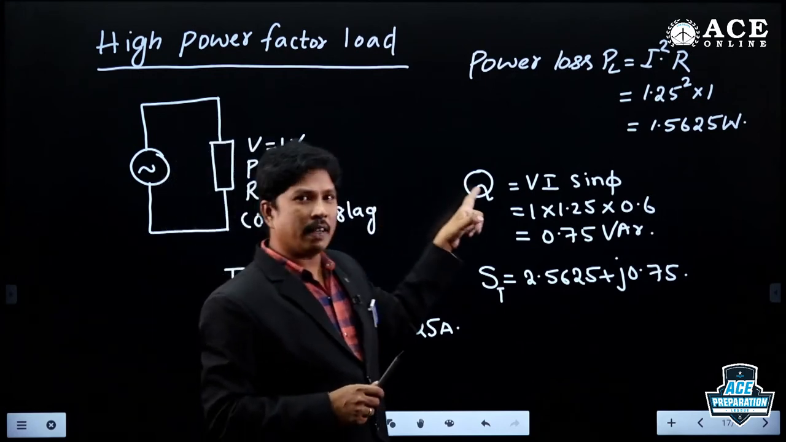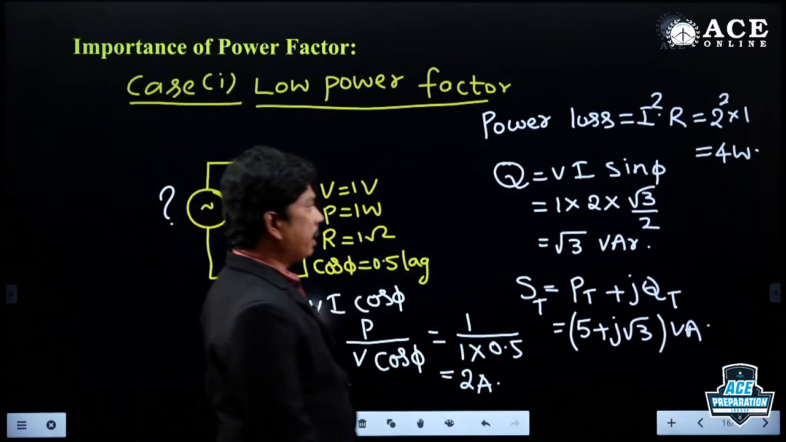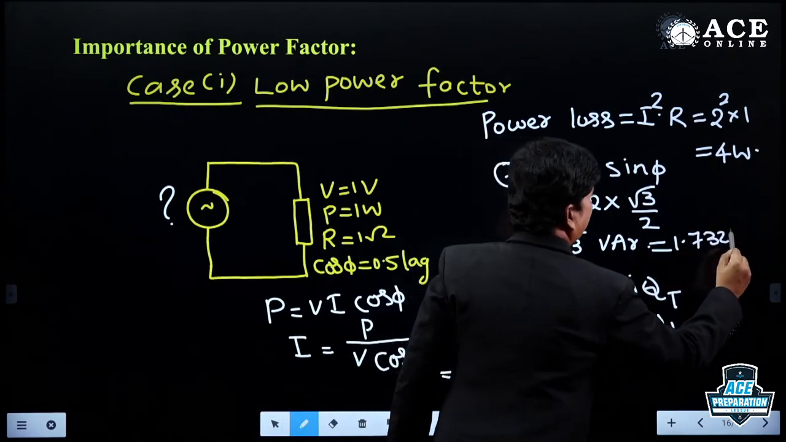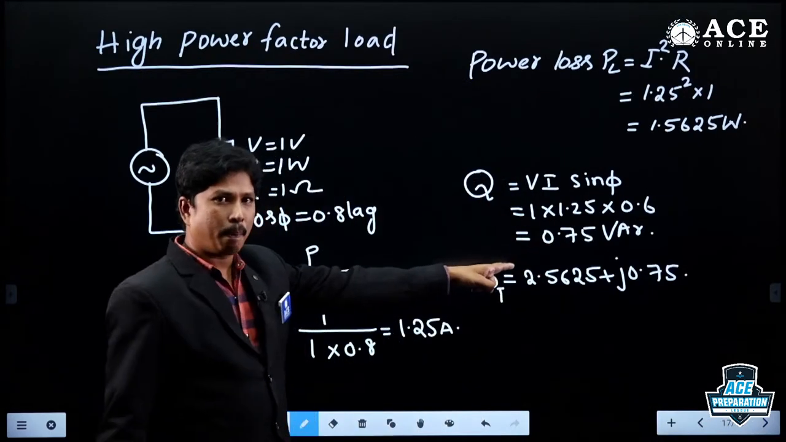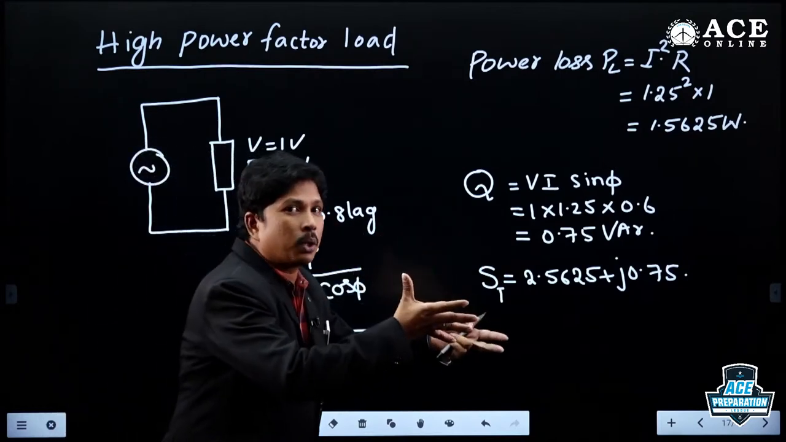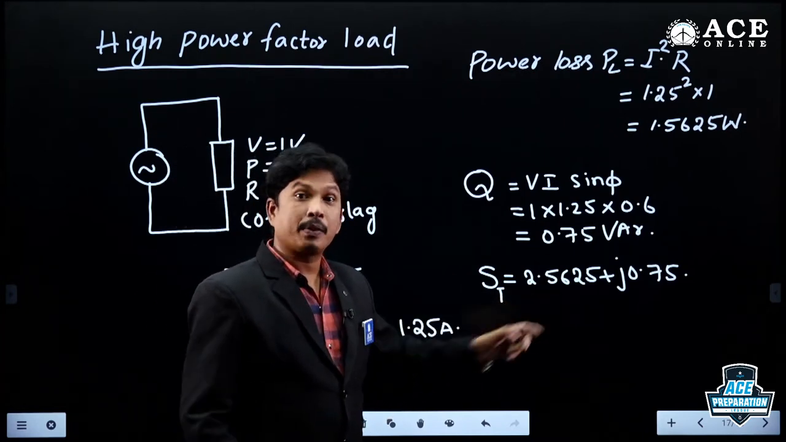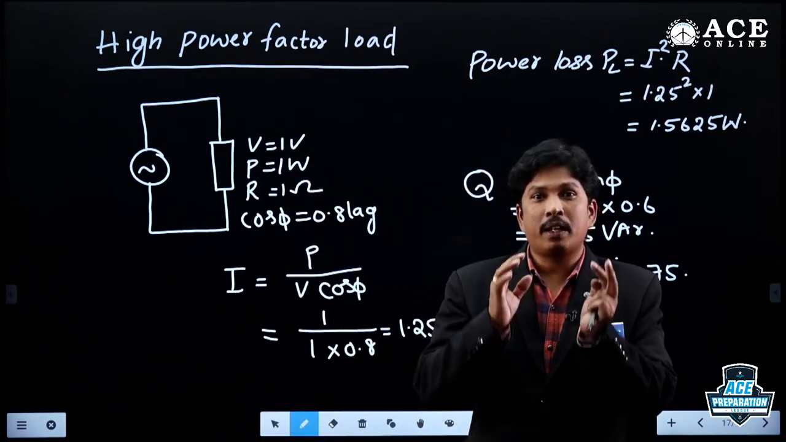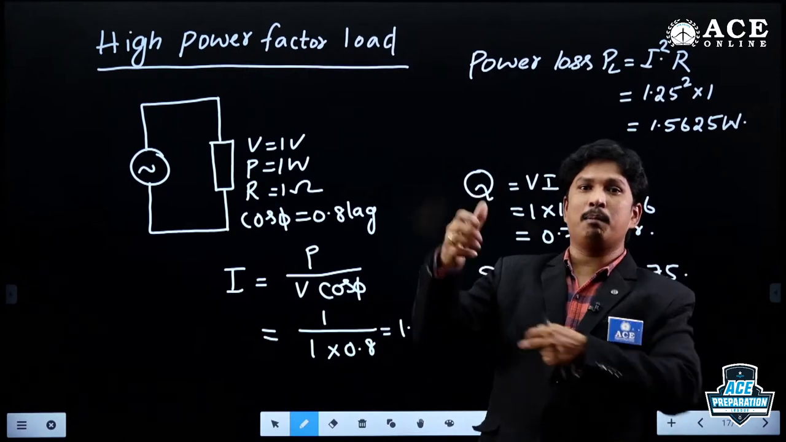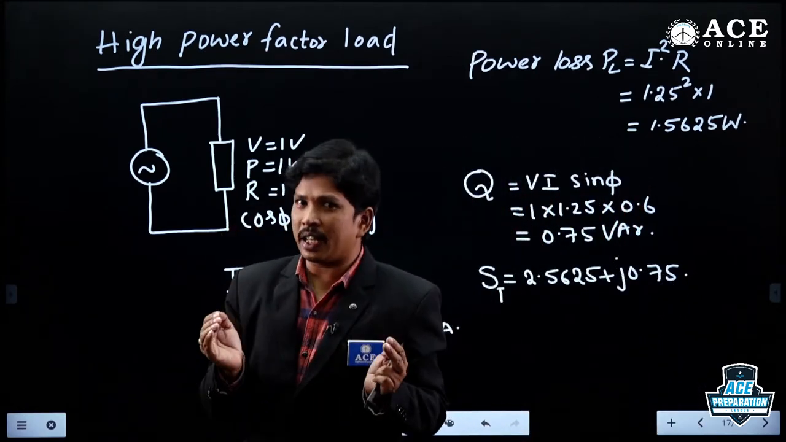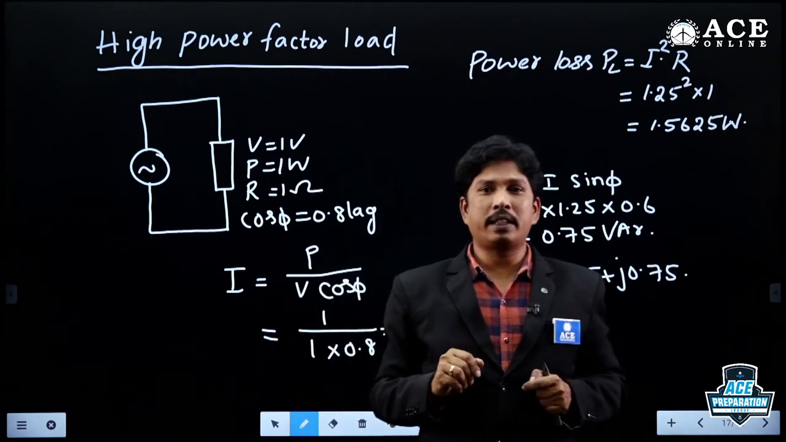Is it clear? And whenever power factor is improved, the reactive power, previously it is root 3. What is the meaning of root 3? 1.732 var. Now how much is it? 0.75 var. So the reactive power supplied by the source will also be reduced. And automatically, the size of the source is also reduced. Whenever the size of the source is reduced, automatically the cost of generation will be reduced. The burden on the generator will be reduced. The extra burden, whatever we are facing for the same load, will be reduced. I'm saying the cost of generation will be reduced, right? Therefore, automatically, we can reduce the tariff for the consumer.